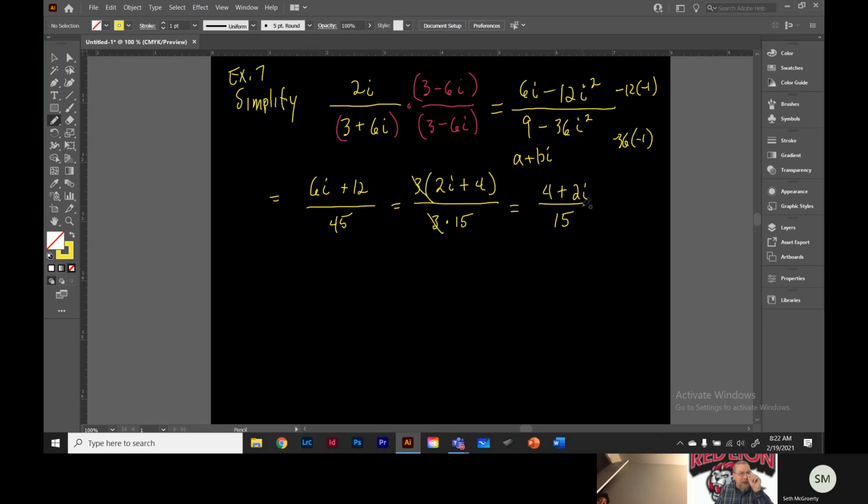Now, here's another thing. It depends on your teacher. I don't know how picky Mr. Rao is going to be about this, but some teachers are pretty picky on this, that you want the real number sitting there by itself, and you want the imaginary number sitting there by itself. Right now, this is kind of a combination with this 15 under both of them. So a lot of math teachers, in your book, will do this as well. They want to separate these. So this is the same thing. They're both being divided by 15.